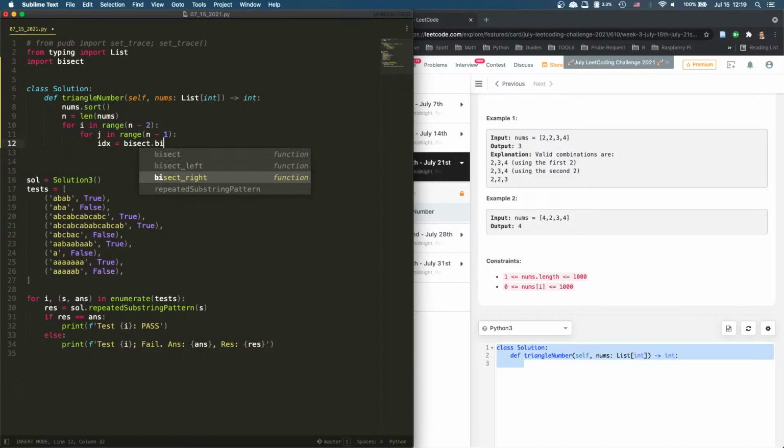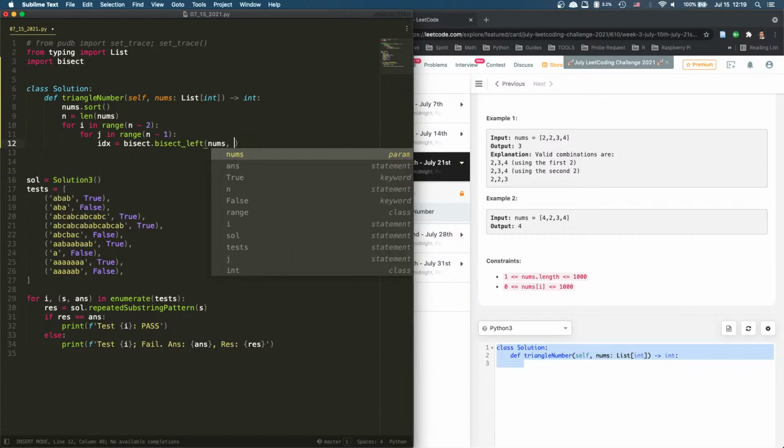Let's go bisect. Go bisect left or go bisect right? So when we have the same value, right? What if we have 2 plus 2 is 4, then we have 4. Do we want to go after 4 or before 4? It has to be before. Yeah, it has to be before. So we're gonna go bisect left.